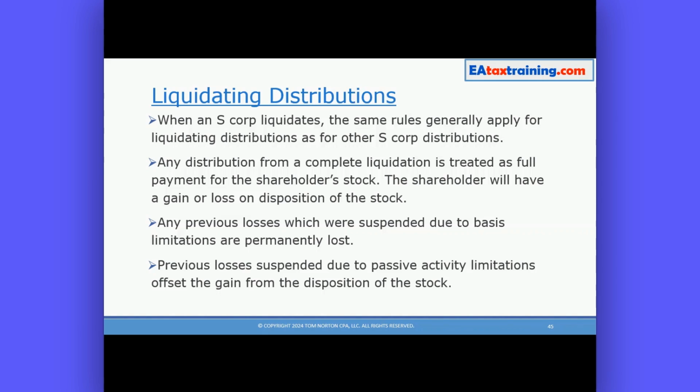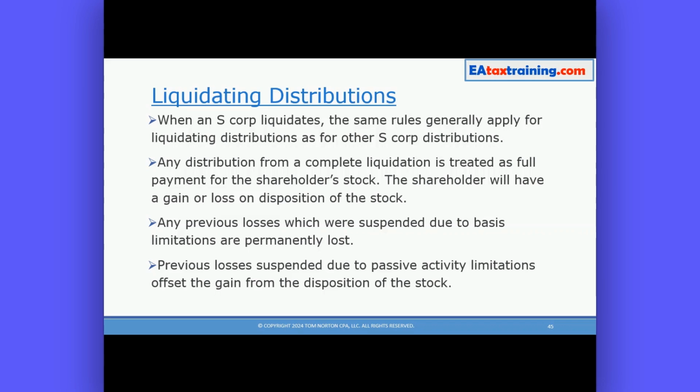Any previous losses which were suspended due to basis limitations are permanently lost. So if your basis had run out and the corporation had losses that you were not able to take because you didn't have basis, and now the corporation liquidates, those losses are lost forever. You do not get to offset any gain from the sale, quote unquote, of the stock from the liquidation with those suspended losses. Those suspended losses are gone forever.